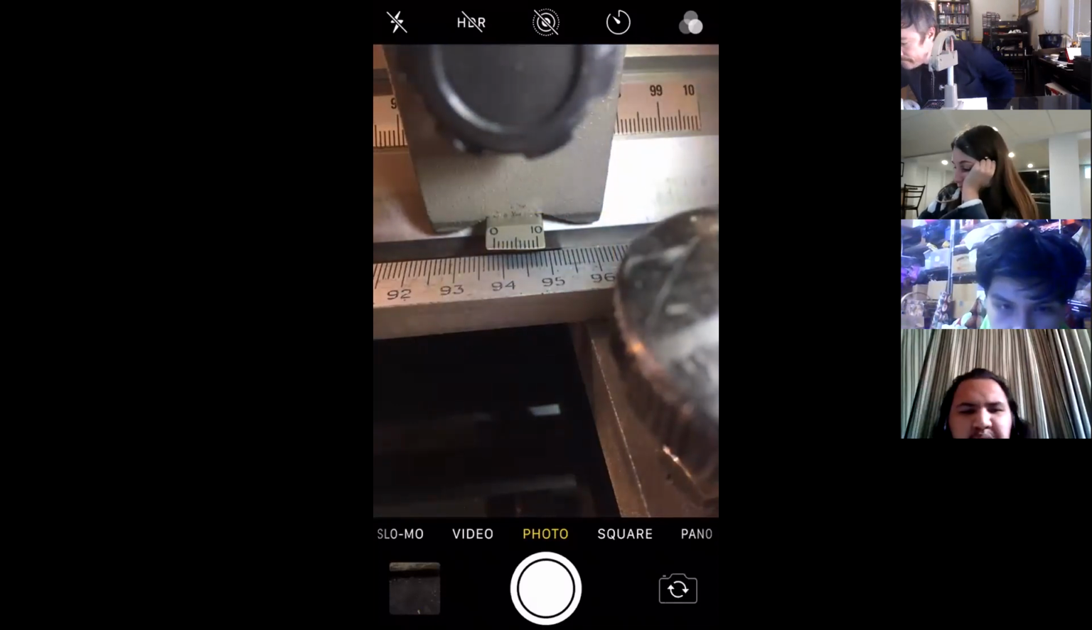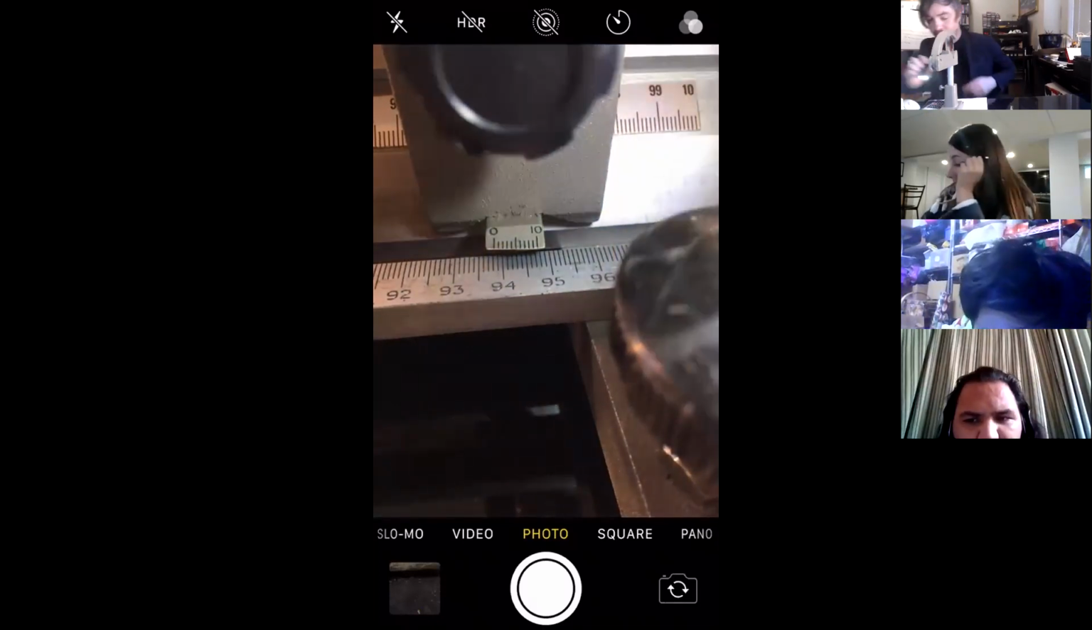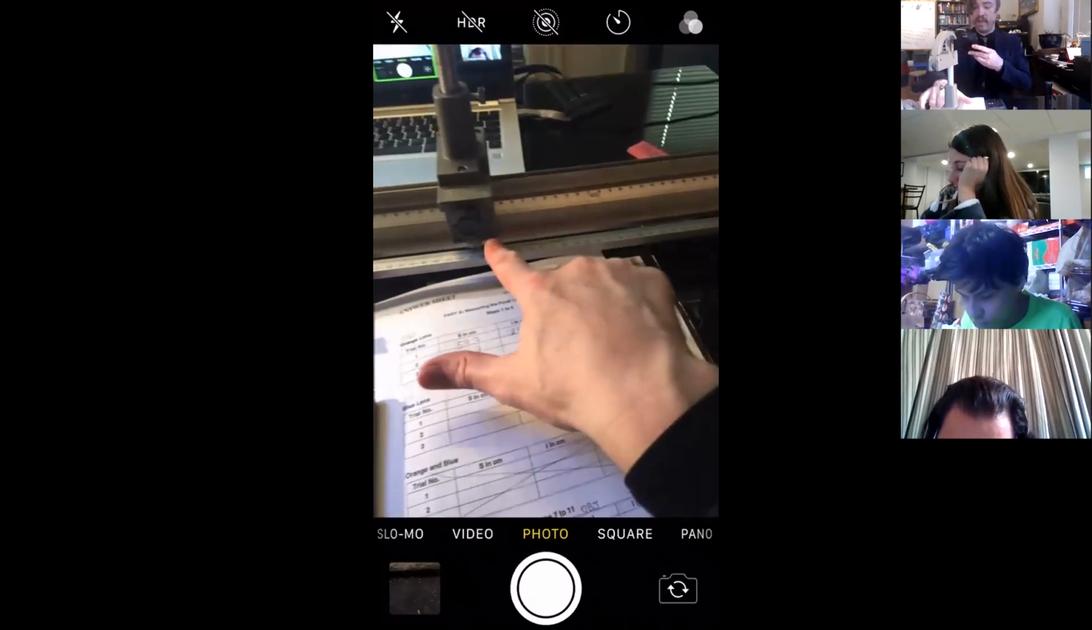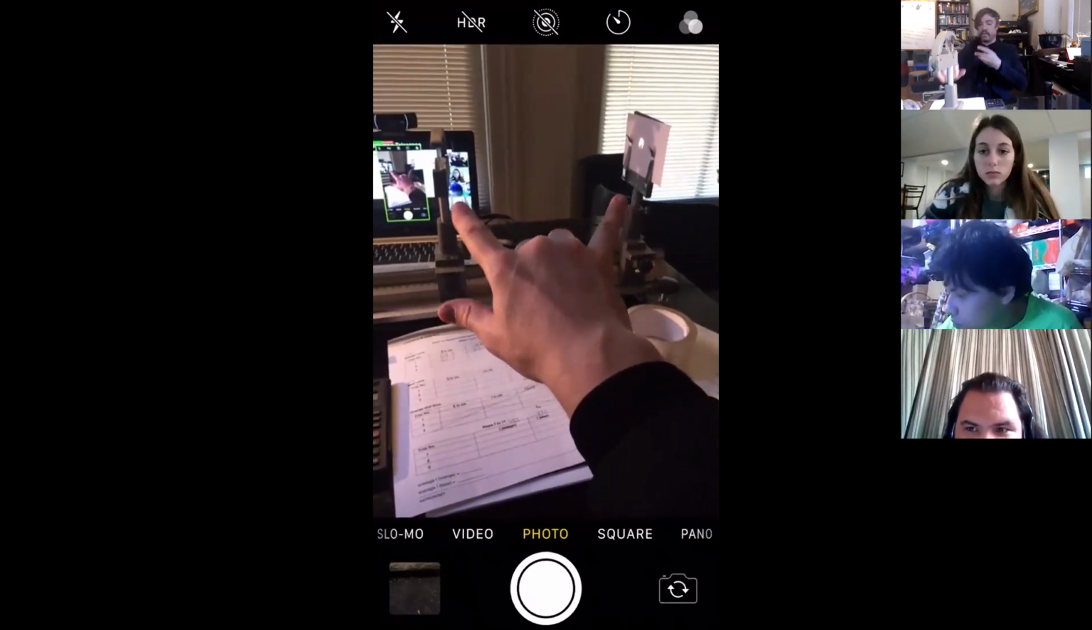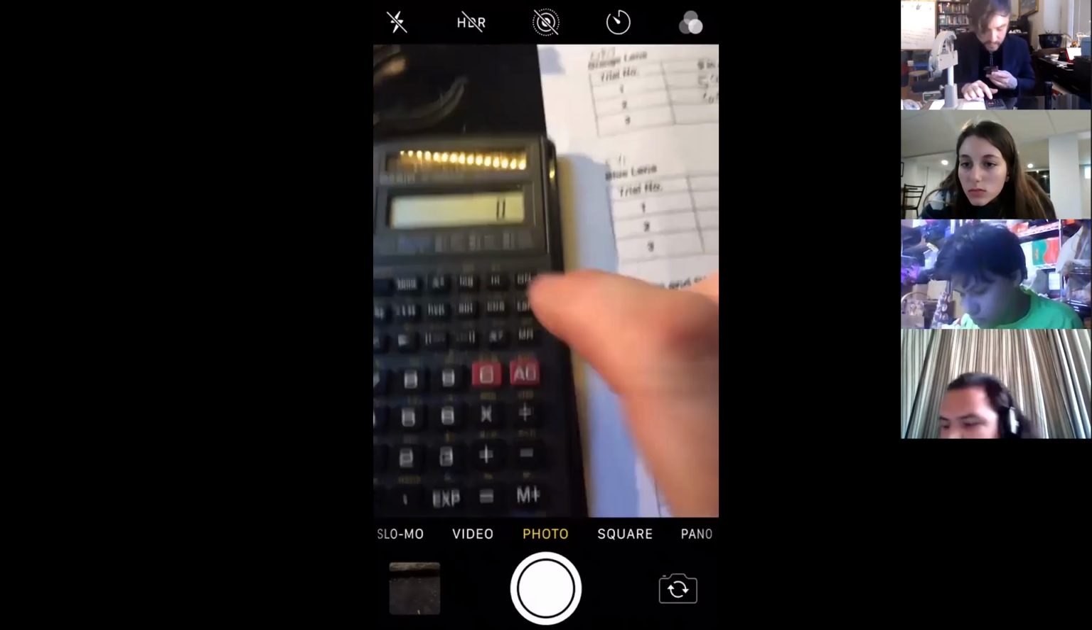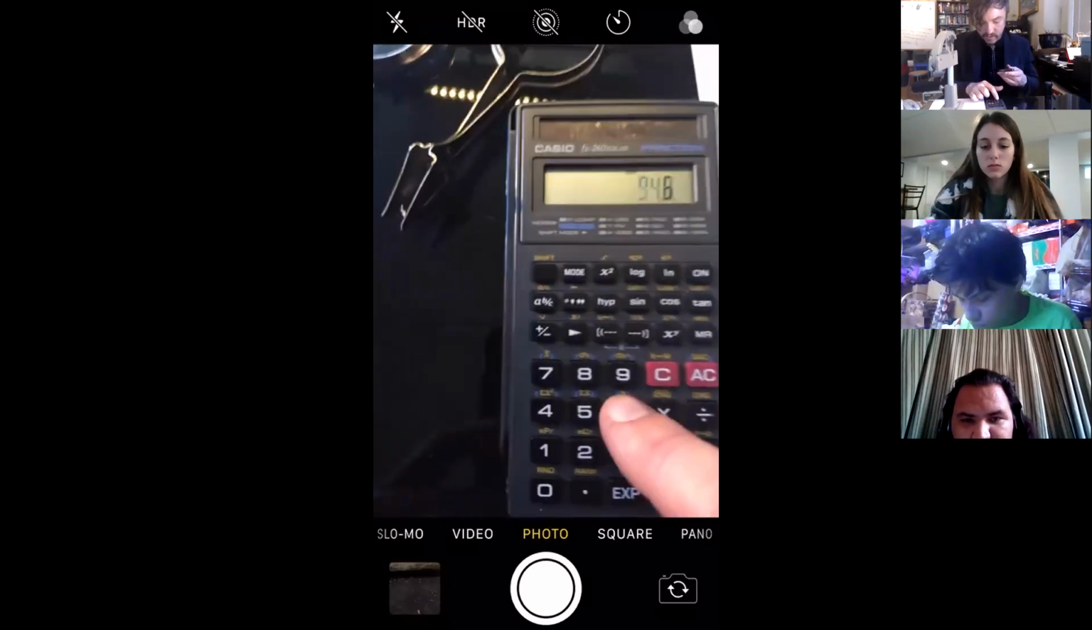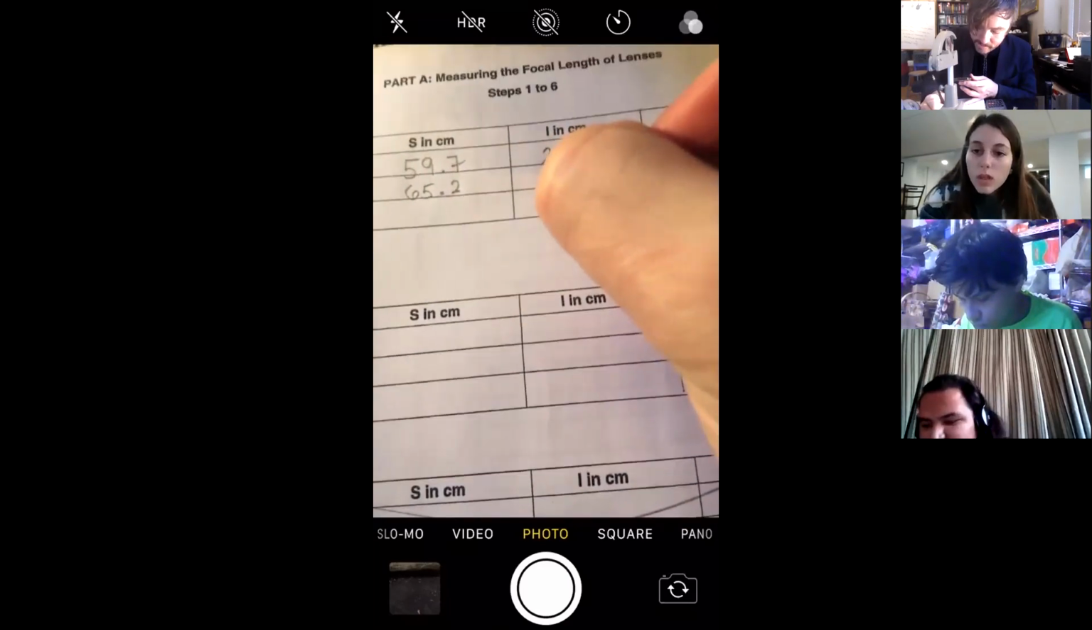Looks to be 94.3. I agree. What would the interval be then? Because this is 94.3 from the cardboard, but we have to subtract here from there to get that distance between the lens and the screen, right? 29.1 centimeters. 94.3 minus 65.2 is 29.1. Okay. Can you guys calculate the focal length for me?